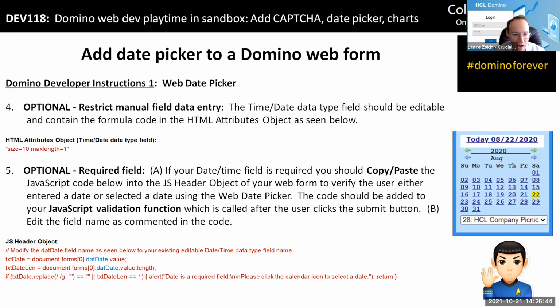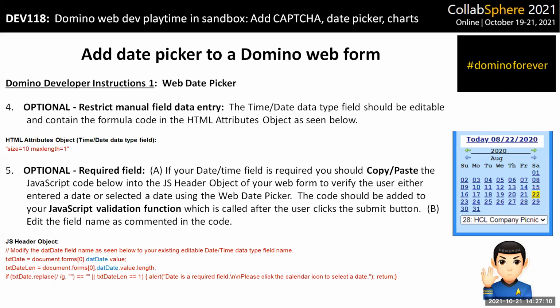And optional number step 5, if your date time field's required, you should copy paste the code below. This is just an example into your JavaScript validation function, which you should probably already have. But just in case, look below and you'll see in blue, that's your custom field on your web application. In this example, it's DAT date, but in your application, it'll be whatever it is. It could be anything, and you would just change that. That's all you have to do. Let's go on to the next slide.